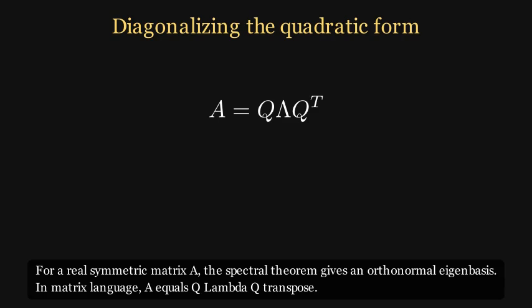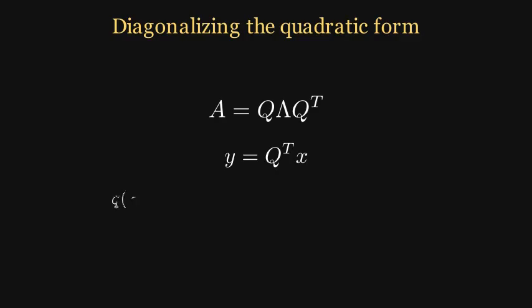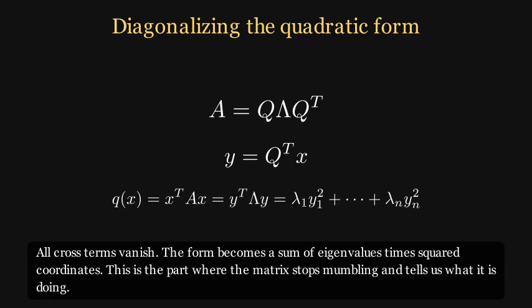For a real symmetric matrix A, the spectral theorem gives an orthonormal eigenbasis. In matrix language, A = QΛQ^T. If we write the same vector in that eigenbasis, using y = Q^T x, the quadratic form becomes diagonal. All cross terms vanish. The form becomes a sum of eigenvalues times squared coordinates. This is the part where the matrix stops mumbling and tells us what it is doing.